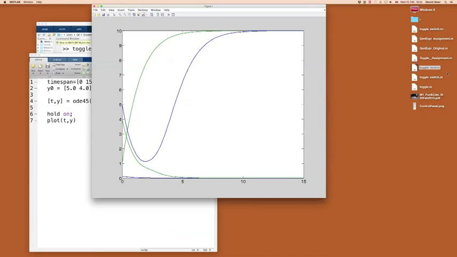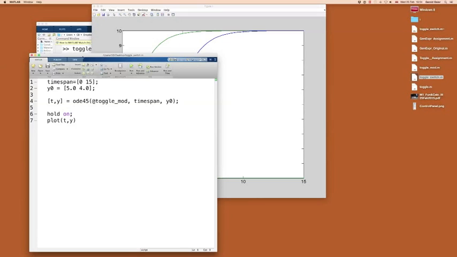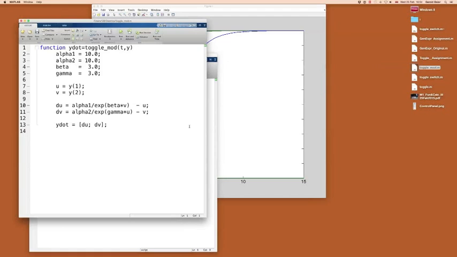Is the file still somewhere here? Where is that function? Toggle switch. Is that what it was called? Where's the function file? Is it the toggle mod or toggle? Toggle modified. It's this thing here. But you will do further modifications to this.